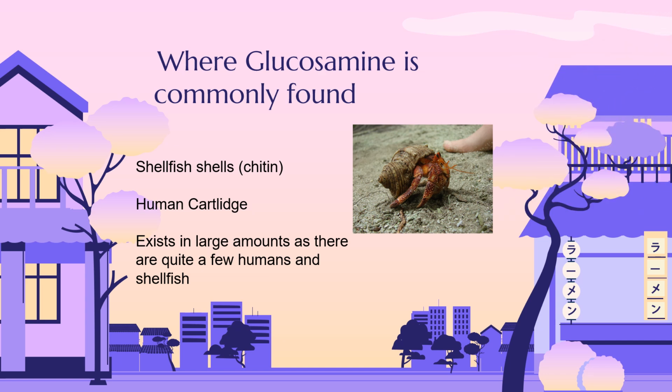Glucosamine is commonly found in shellfish shells, surprisingly, where they mainly have chitin, and calcium carbonate as well. It's found in the shells of certain arthropods and mollusks like snails. It's also found in human cartilage, which I'll get to in a later segment. It's pretty widespread, because it's literally in humans, and there are quite a lot of humans and shellfish in the world, so pretty abundant.